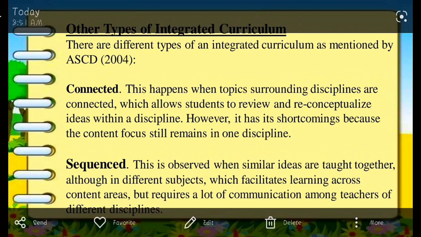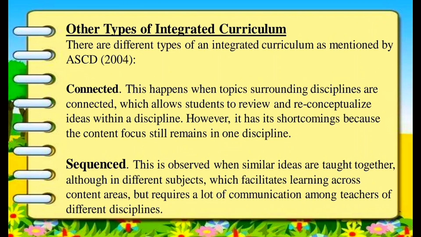So now let's move to other types of integrated curriculum. There are different types of an integrated curriculum as mentioned by ESCD 2004. First, connected. This happens when topics surrounding disciplines are connected, which allows students to review and reconceptualize ideas within a discipline. However, it has its shortcomings because the content focus still remains in one discipline.